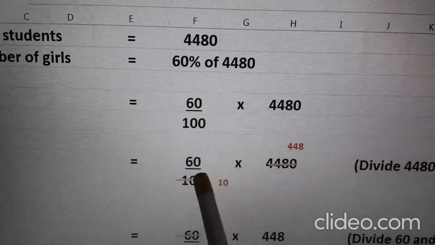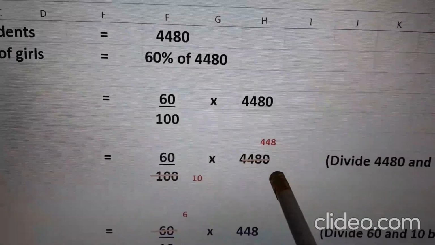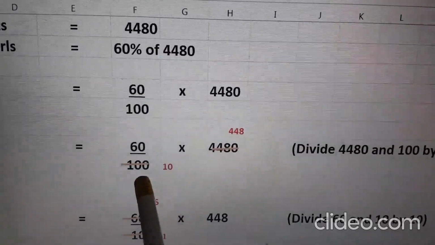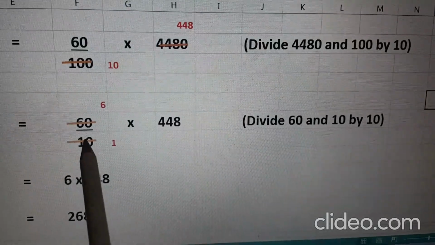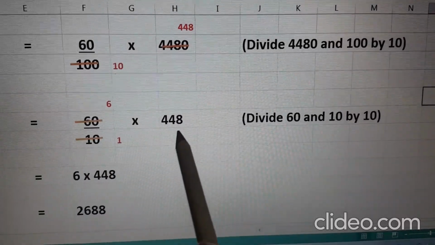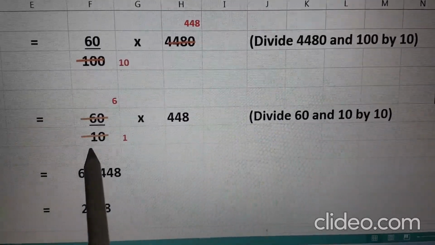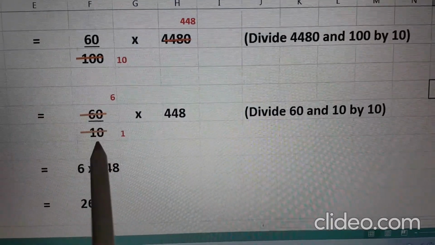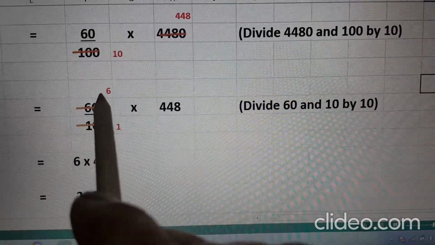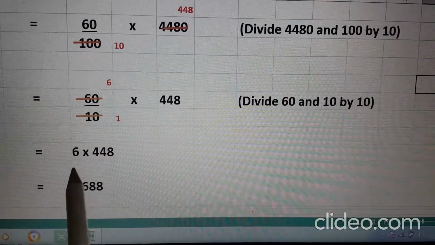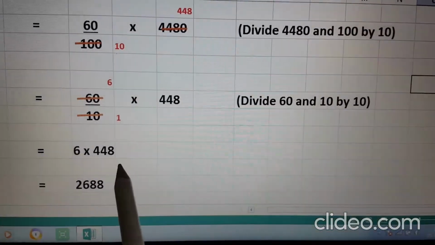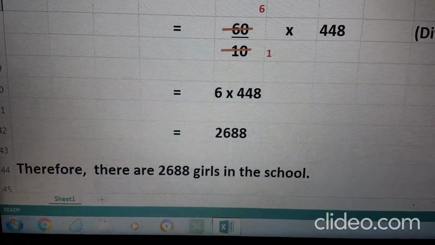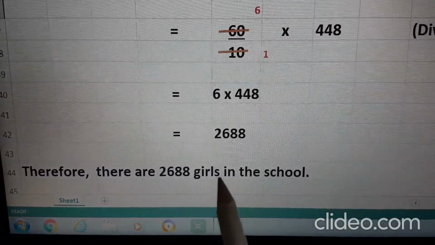Now we see which number is common here. In 100 and 4,480 it is 10. So we divide these two numbers by 10. We get 448. Here we get 10. So the number left is 60 upon 10 into 448. Now which number do we see common here? It is 10. So we divide 60 and 10 by 10. 10 1 the 10 and 10 6 the 60. So the number left is 6 into 448. When we multiply these two, we get 2,688. Therefore, there are 2,688 girls in the school.